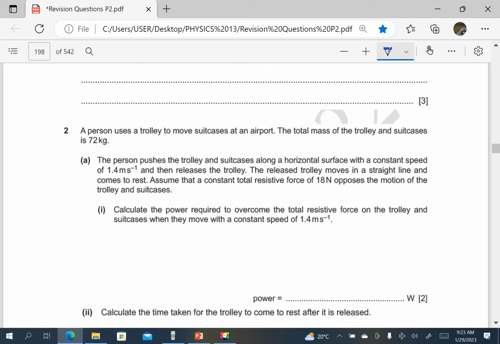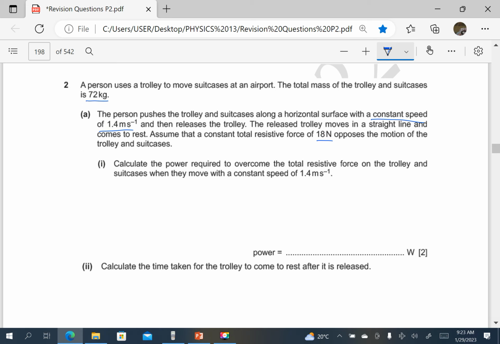The person uses a trolley to move a suitcase at an airport. The total mass of the trolley and the suitcase is 72 kilograms. The person pushes the trolley and the suitcase along a horizontal surface with a constant speed, 1.4 meters per second, and then releases the trolley. The released trolley moves in a straight line and comes to rest. Assume that a constant total resistive force of 18 newtons opposes the motion of the trolley and the suitcase.